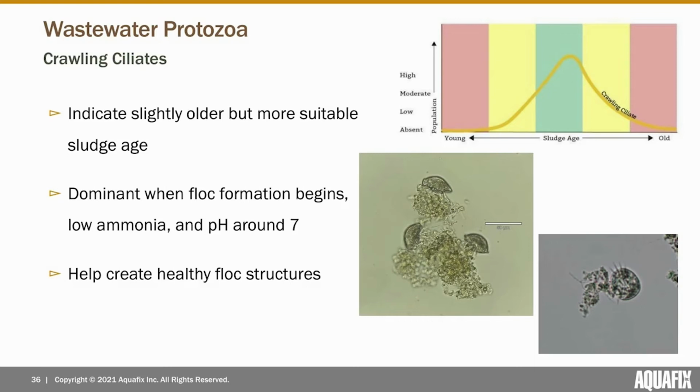Crawling ciliates have actually been referred to as the cows of wastewater, as they graze on loosely attached bacteria at the edge of floc. And just because I'm in Wisconsin, that doesn't mean it's just a Wisconsin thing. I've heard it from other places. But this grazing does help them to maintain a more condensed floc structure.